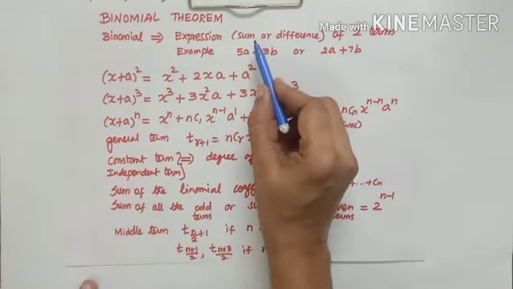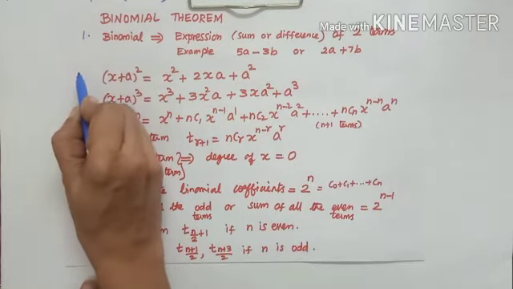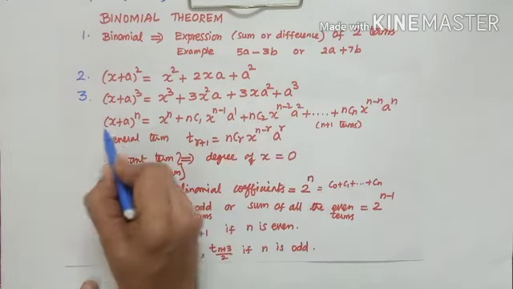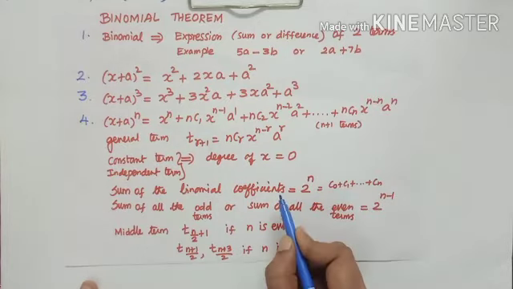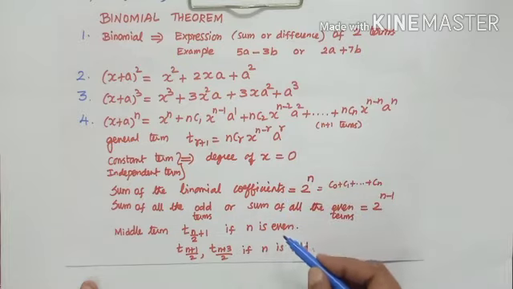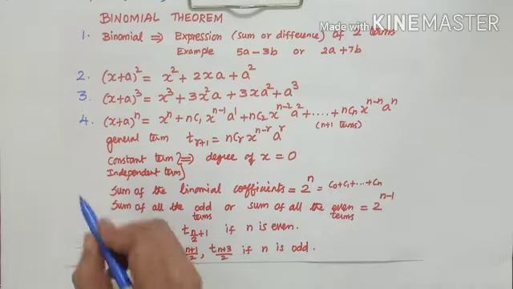Binomial, the sum or difference of two terms. First formula. Second, we already know x plus a the whole square, x plus a the whole cube, and now we are learning x plus a power n. There are n plus 1 terms. These things will come under objective type questions, so we must be thorough with these terms.